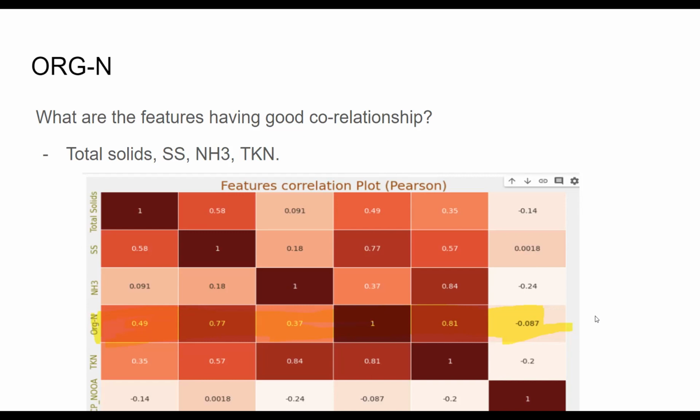In this, I plotted those features in the matrix values. As we can see in this image, 0.49, 0.77, 0.371, 0.81. And coming to PRCP, that negative value is not correlated with the ORGN, and the highest correlation with ORGN is 1. That value is shown in this picture.